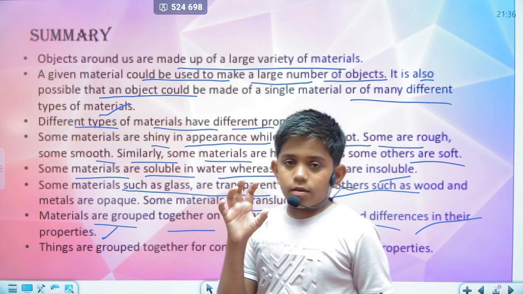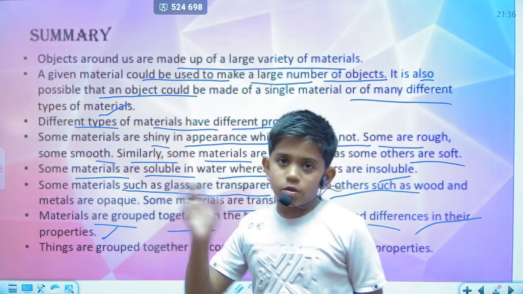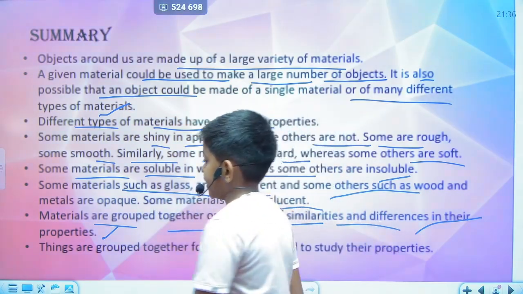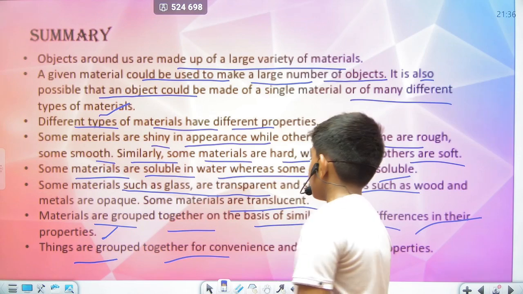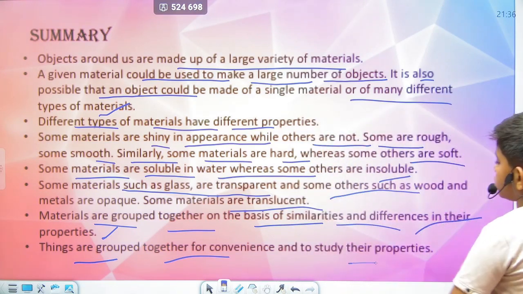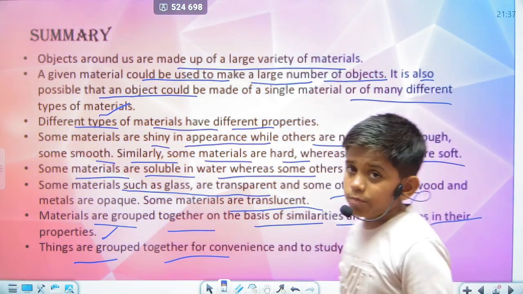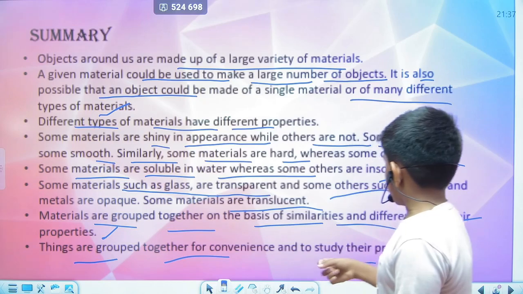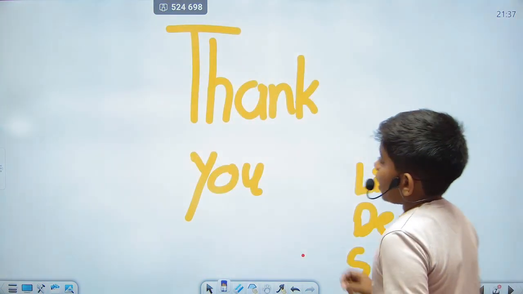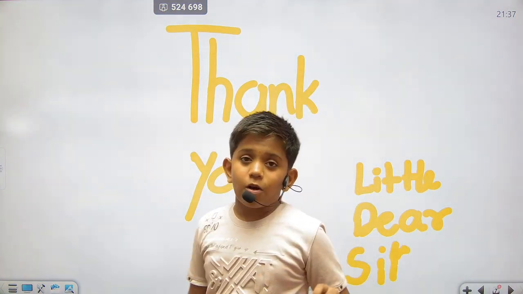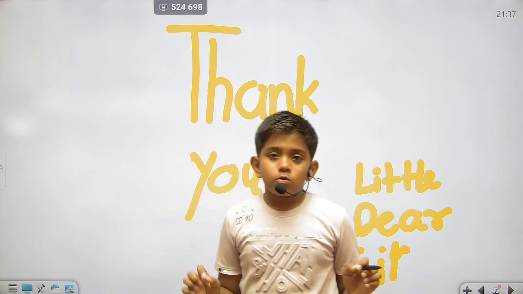Materials are grouped together on the basis of similarities and differences in properties, so things are grouped on the basis of different criteria. Things are grouped together for convenience and to study their properties. Why do we group them? To study their properties.